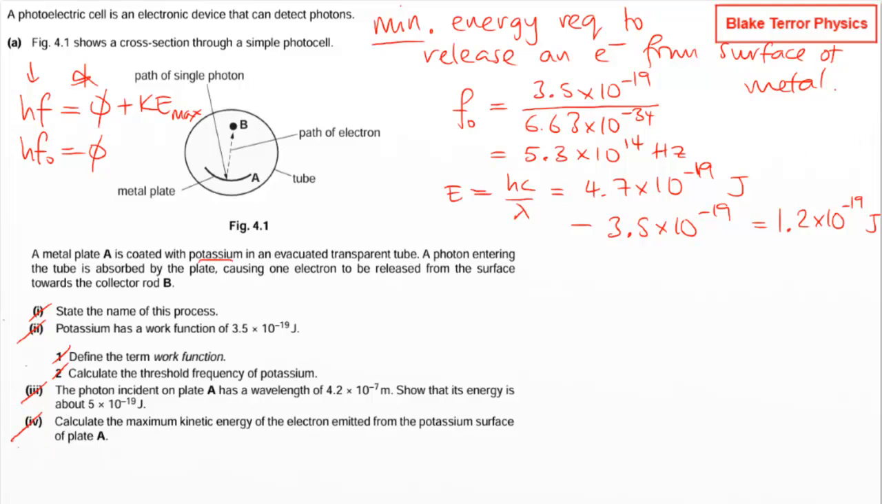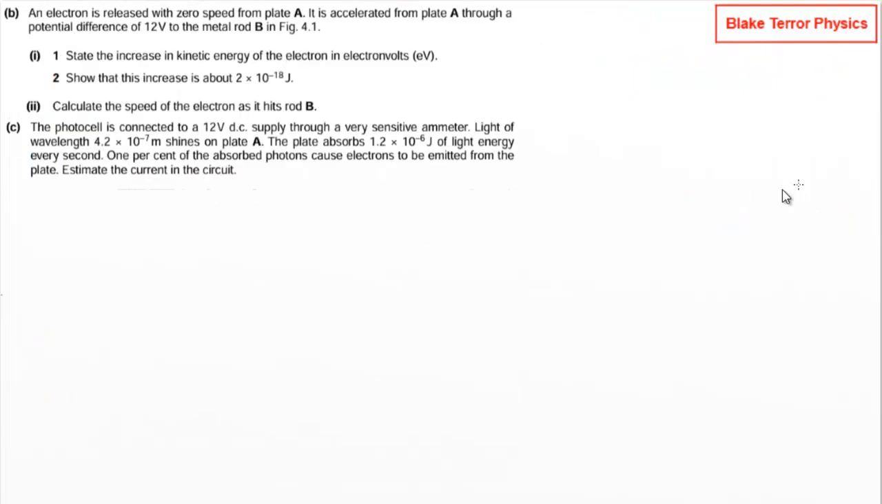Right, there's more to this question if I remember rightly. An electron is released with 0 speed from plate A. It's accelerated from plate A through a PD of 12 volts to the metal rod at B. State the increase in kinetic energy of the electron in electron volts. Okay, so if we've got a 12 volt PD, the energy is going to be 12 electron volts. If we've accelerated an electron through 12 volts, we get 12 electron volts of energy.